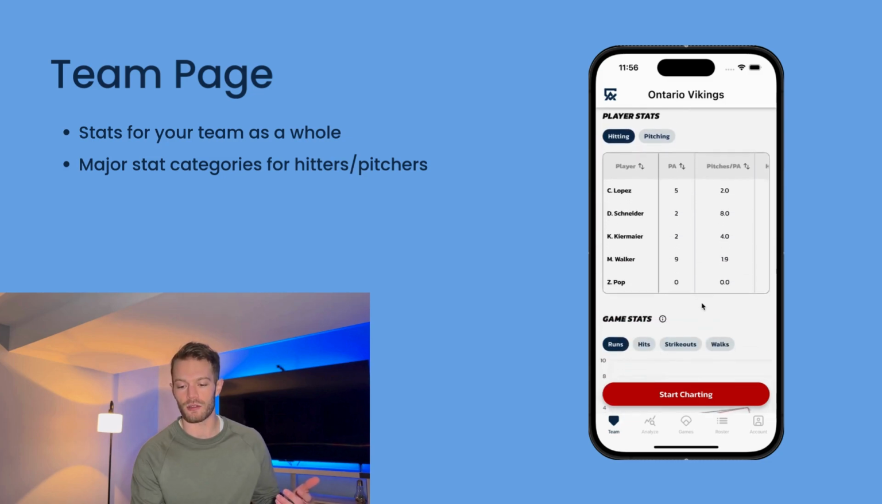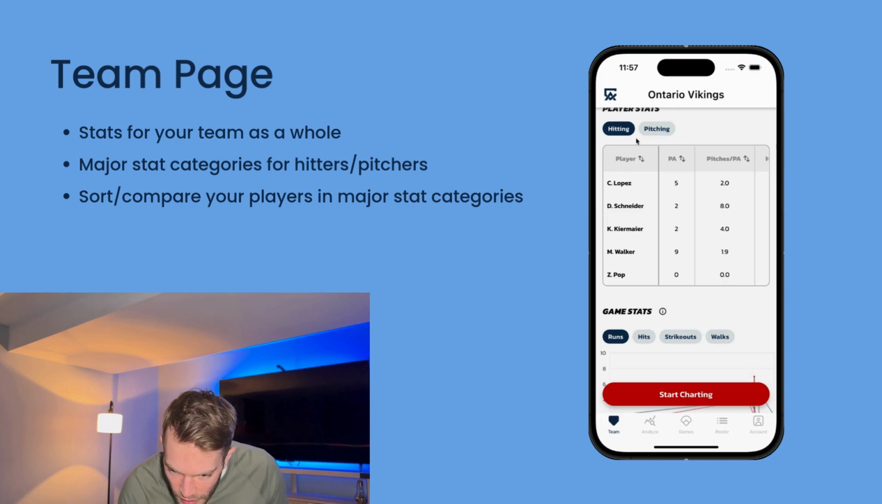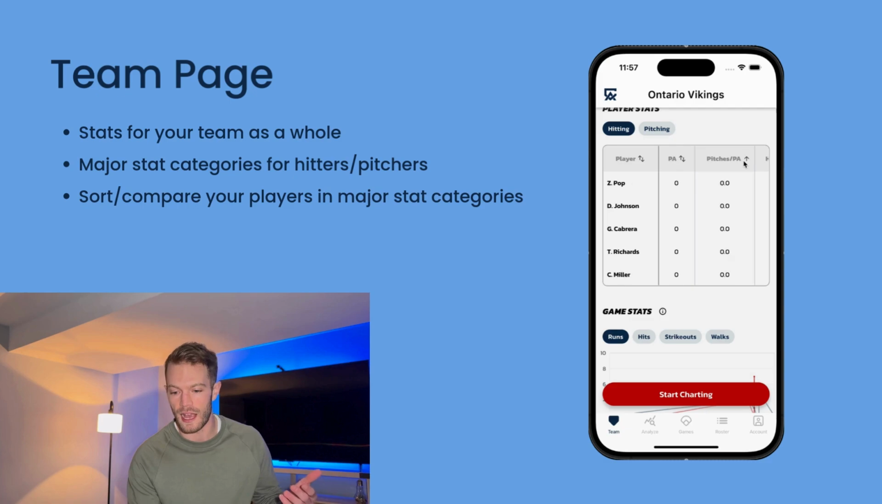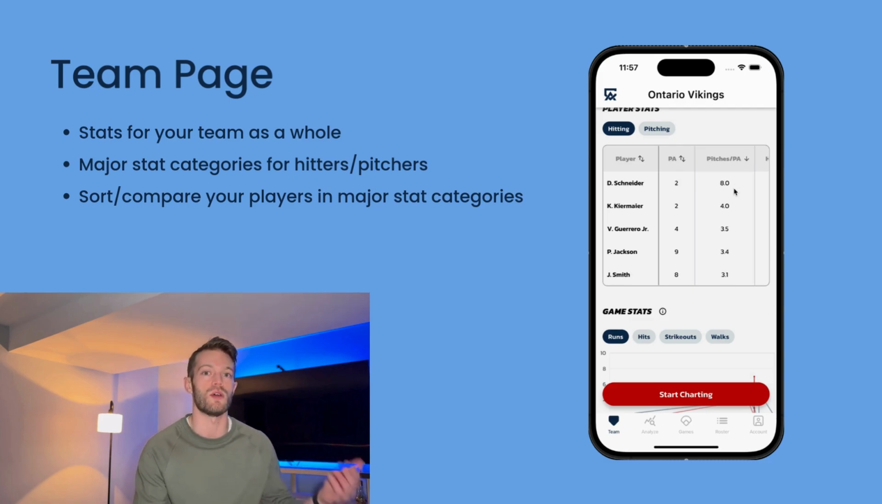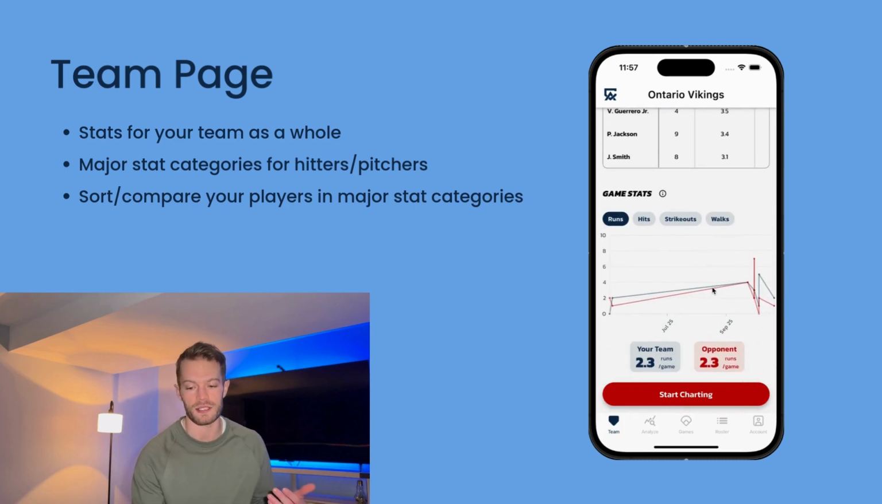If you keep scrolling down, you'll get to a chart here where you can see all of the players on your team listed in major stat categories, but it also gives you the option to sort them. So if I want to see different hitters here and how they're doing in different pitches per plate appearance, I can sort them as so to see who has the most and who has the least. It also lets you sort any of the other stat categories available in the chart. Below that is going to be the game stats.